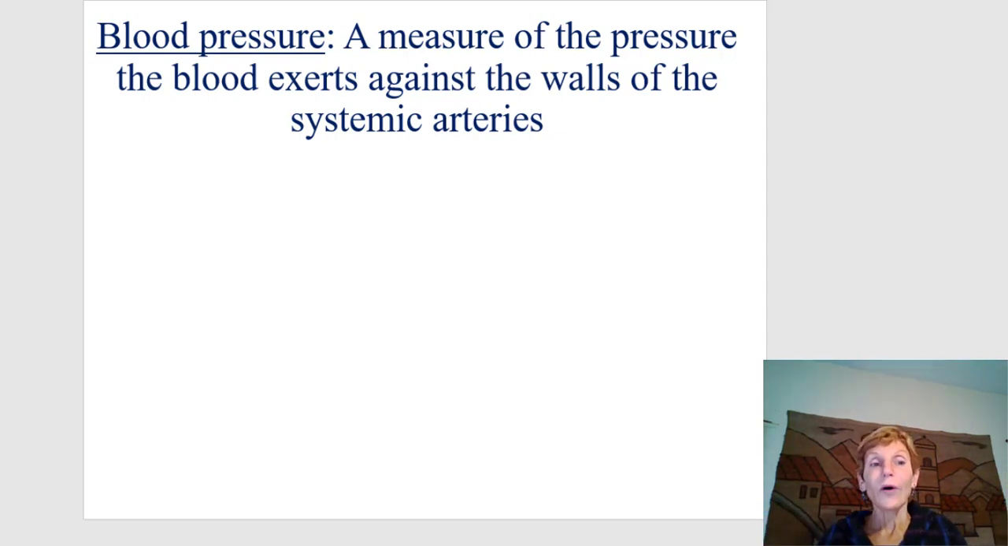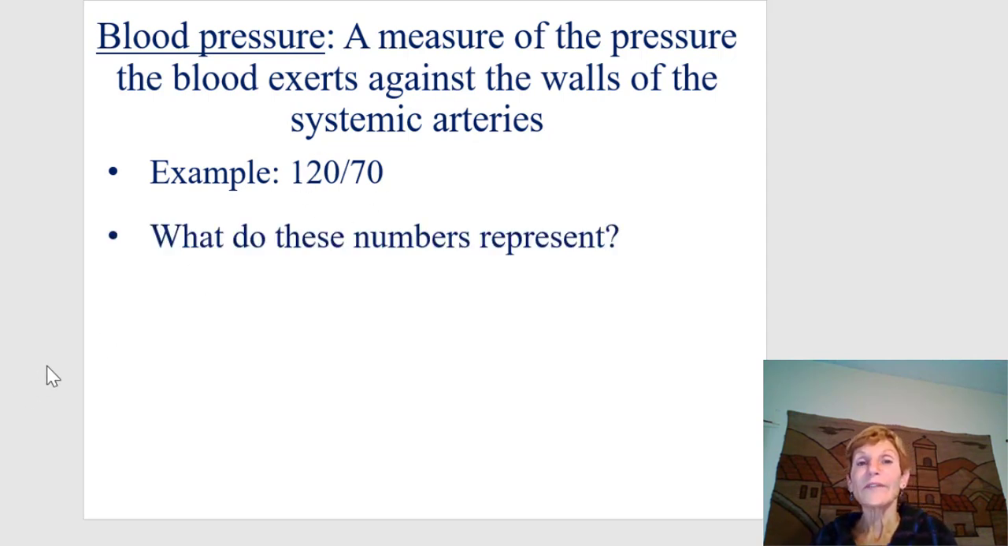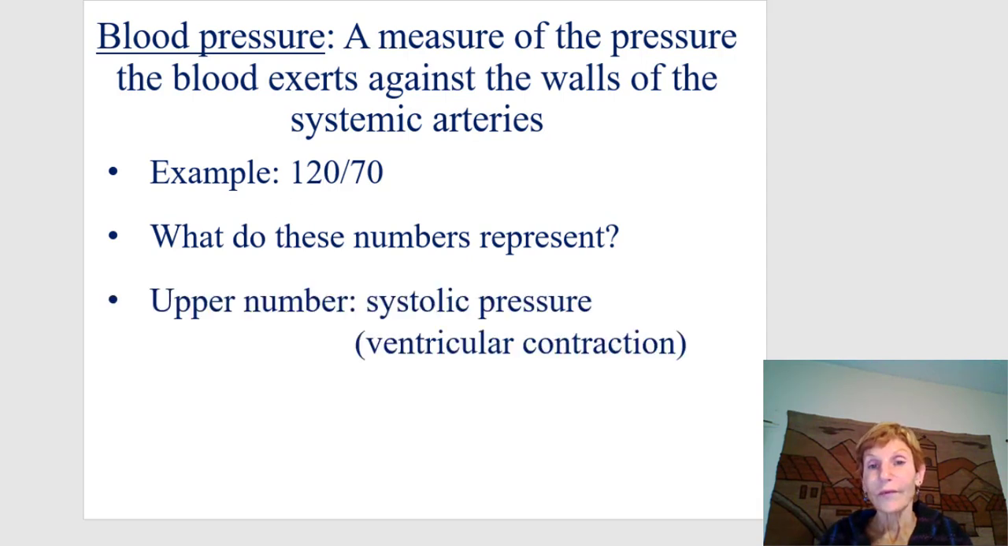Okay, and so when we do blood pressure, we see two numbers. For example, 120/70. Okay, and so what do these numbers mean? What do they represent? Well, the upper number, which is always going to be higher, we call that the systolic pressure. Okay, the upper number. And remember, in systole, you are contracting the heart, you are contracting the ventricles. Okay, systole is ventricular contraction or heart contraction.